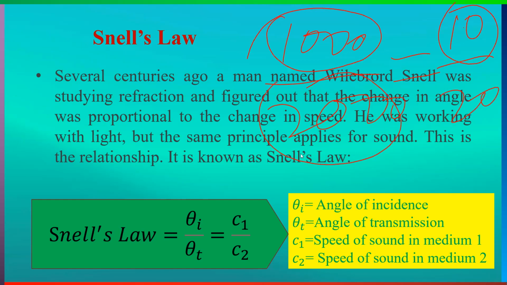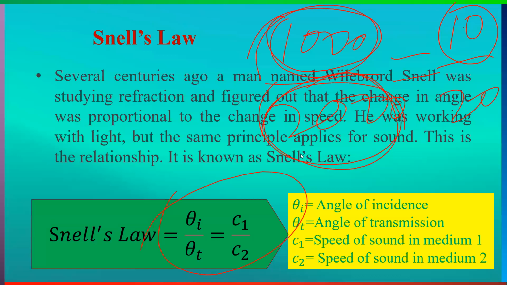Now, you can also calculate it with the help of this formula. If you put these values in the formula, then you can rearrange the formula and calculate it. But now we came to the conclusion that if the speed of sound in medium 2 is greater than the speed of sound in medium 1, then the angle of transmission will be greater than the angle of incidence. So now it's too easy. Now it's a rule of thumb.